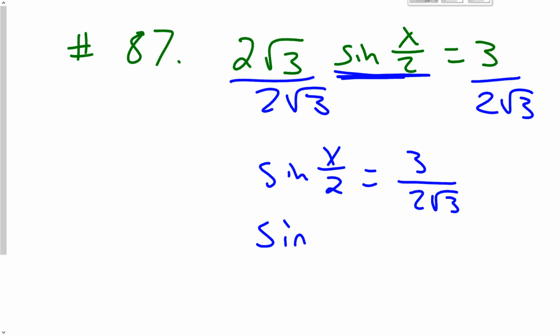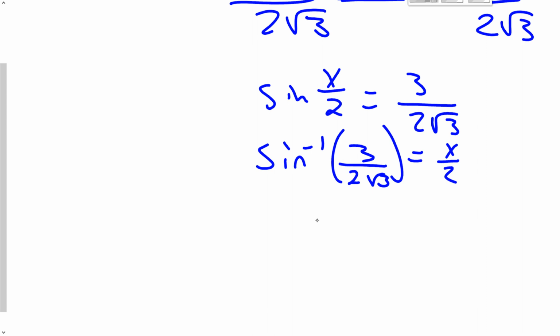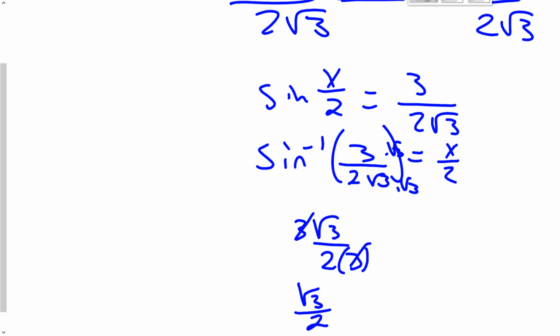Now we can ask ourselves what angle of sine gives us 3 over 2 root 3. That doesn't sound familiar, but if we rationalize it, multiplying by root 3 on top and bottom, that becomes 3 on the bottom and a 3 up here. These 3s cancel, so we get root 3 over 2.